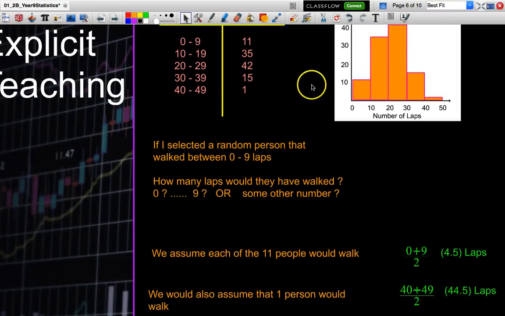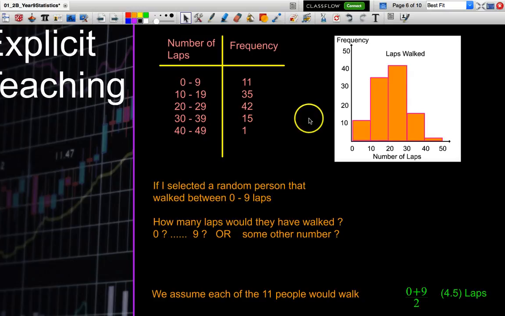Now, to work out the mean, I need to add up all the laps that everybody has walked and divide that by the total number of people. So the total number of people, if I added all these up, I believe I get 104. And I will show you the actual maths calculation we would have to do.